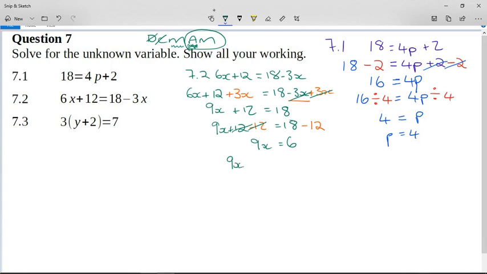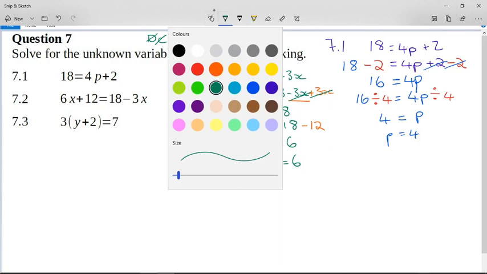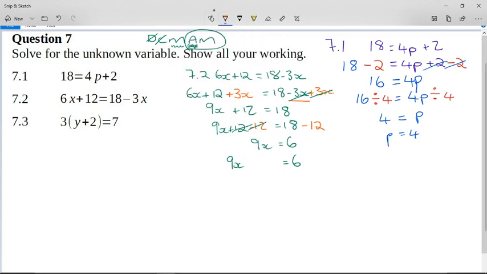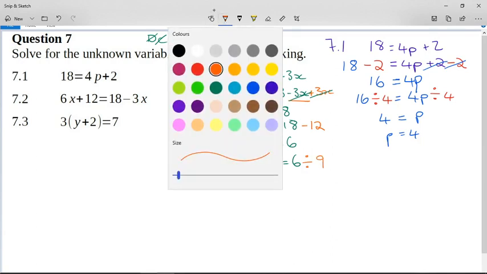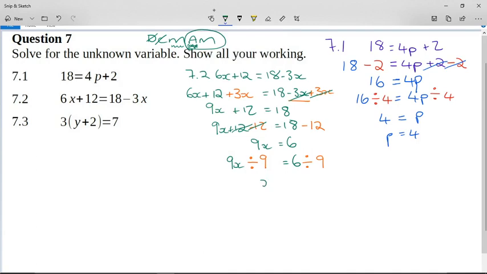What is happening with this 9 and the x? Okay, the 9 and the x are multiplying together. This 9 is the socks on the eggs. We already took the shoes off when we did the add and subtract. So the inverse operation of multiplying by 9 is dividing by 9. Okay, so 9x divided by 9 is going to give you just x.